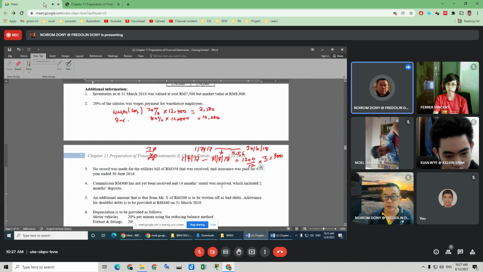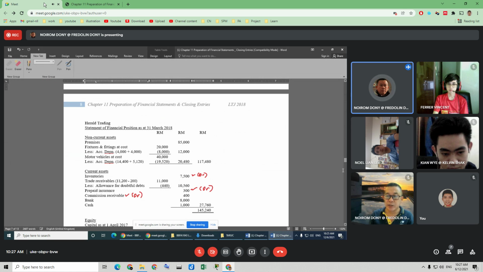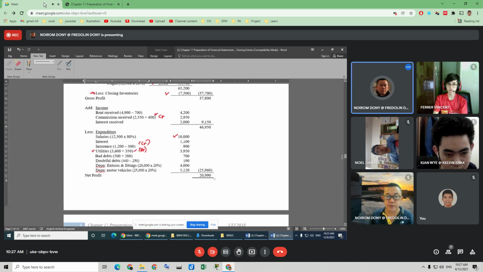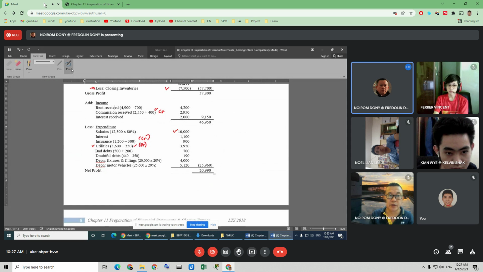And 14 months rental was received, which included 2 months deposit. So rental receipt is a credit item, revenue. 14 months, but 1 year is 12 months only, isn't it? So 2 months is in advance, representing the 2 months deposit. So we have to do the adjustment. We minus the rental received by that amount. This is your rental received, minus 700.